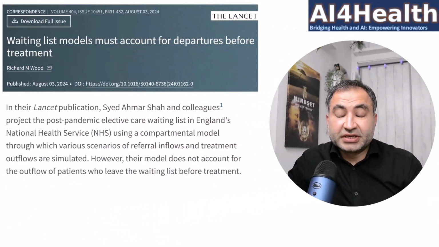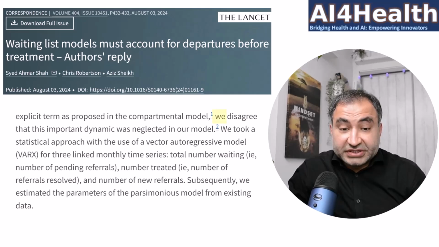Let's go to the letter published by Mark Wood, who states that Syed Ahmed Shah and colleagues project the post-pandemic elective care waiting list in England's National Health Service using a compartmental model through which various scenarios of referral inflows and treatment outflows are simulated. However, their model does not account for the outflow of patients who leave the waiting list before treatment. This is not correct, and we have already responded to this, where we stated that we disagree that this important dynamic was neglected in our model.